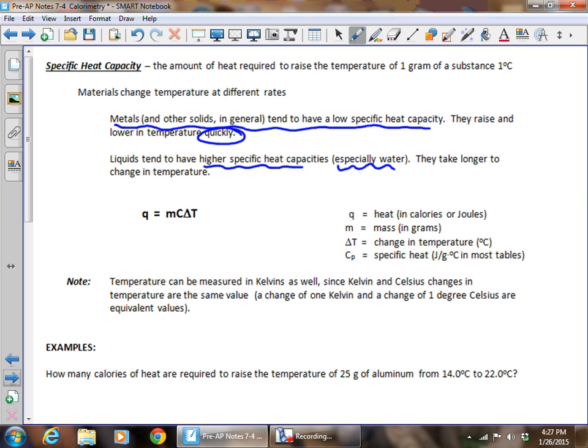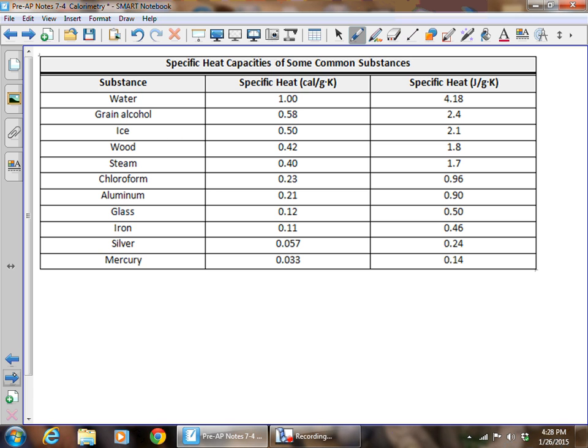So once we know that there is a specific heat capacity for each material, if you look in the back of your notes, there's a table, and I give you some values that are in calories per gram Kelvin, which is the same thing as a calorie per gram degree Celsius. Same thing over here. Joule per gram Kelvin is the same thing as joule per gram degree Celsius. And you can use either one of those units depending on what temperatures they give you in the problem.